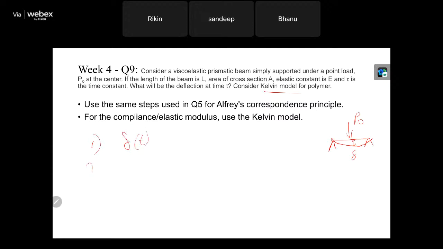Then second step, you replace all the variables by Laplace transform variables. Third step, you replace the elastic constant. Like I told you, E will become s times E of s. This is E of t. And the fourth step is inverse Laplace transform.